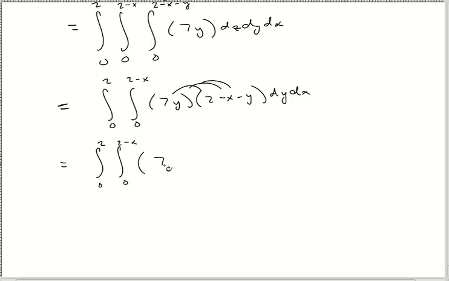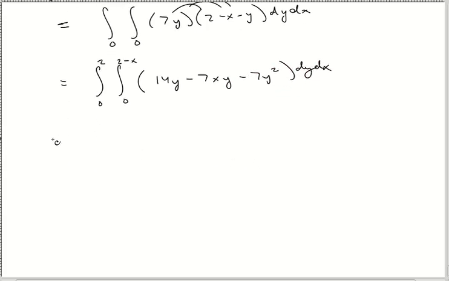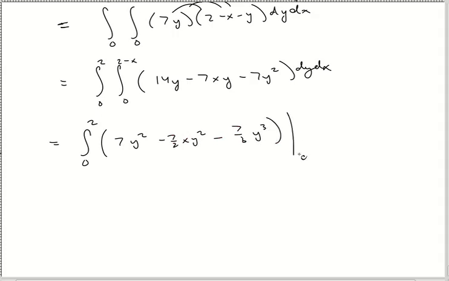7 times 2 is going to be a 14. Y minus 7xy minus 7y squared dy dx. Okay, so now we're going to integrate for my y's now. So here, divide by 2 would make a 7y squared. Here we get 7 halves xy squared, and we get a cube here, so 7/3 y cubed, from 0 to this 2 minus x.